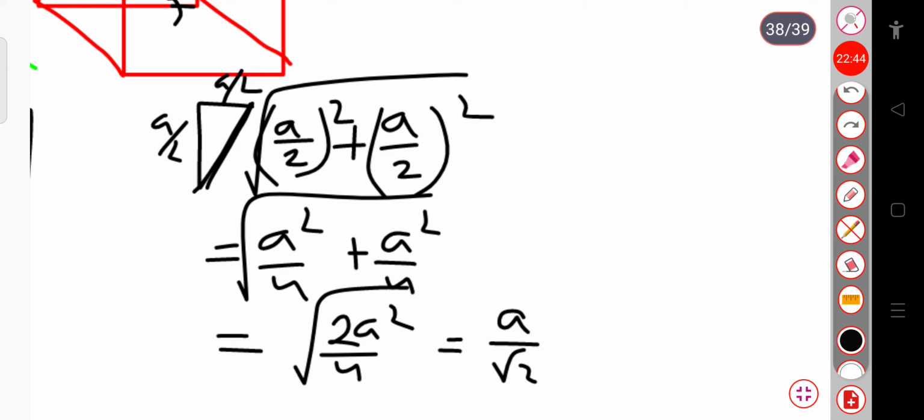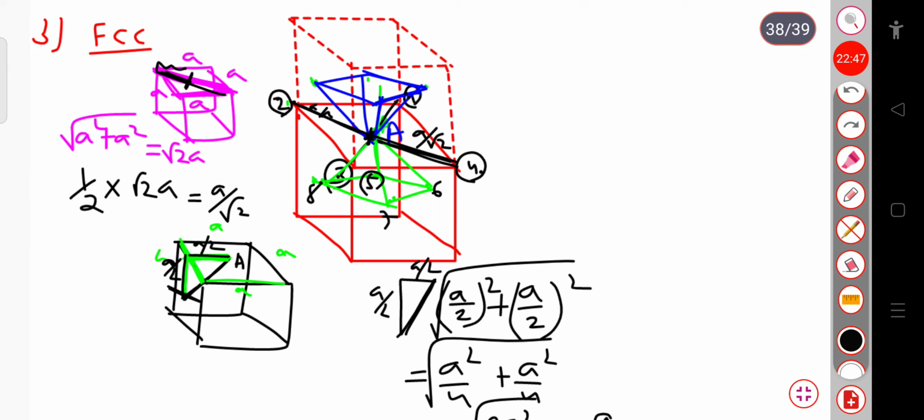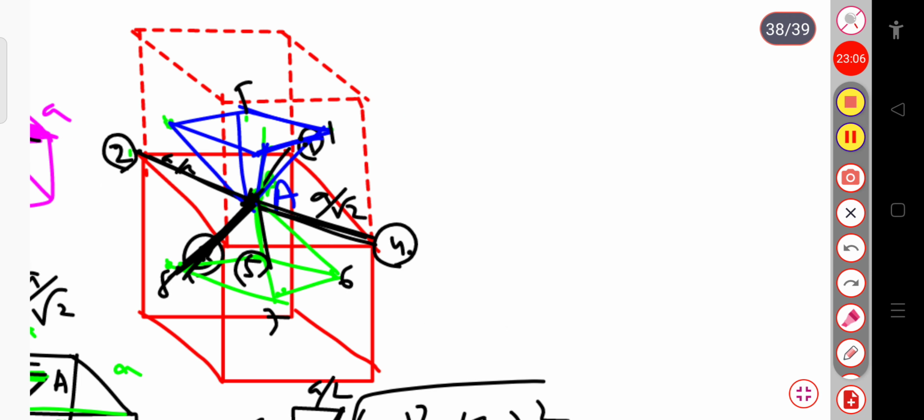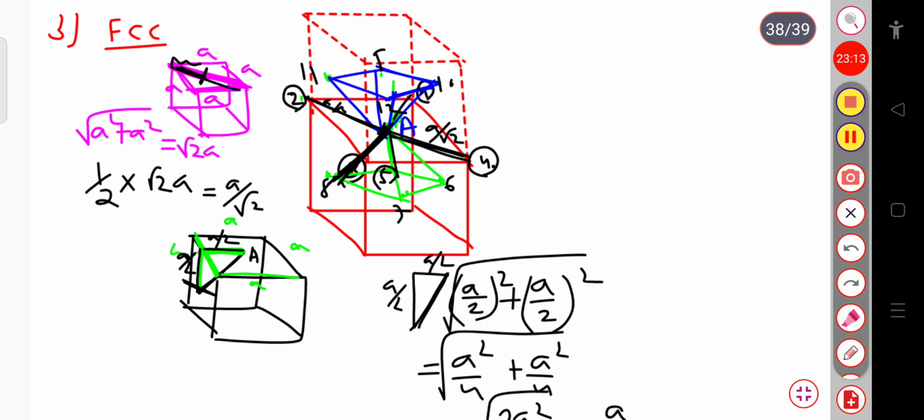Now we can see that these atoms 5, 6, 7, 8 are all present at a distance of a by root 2. This distance is a by root 2, this distance is a by root 2, and so on. Similarly, you can prove it for 9, 10, 11, 12. For this plane also, the distance is a by root 2, because 5, 6, 7, 8 are equal to 9, 10, 11, 12. They are in the opposite plane, but at the same distances.